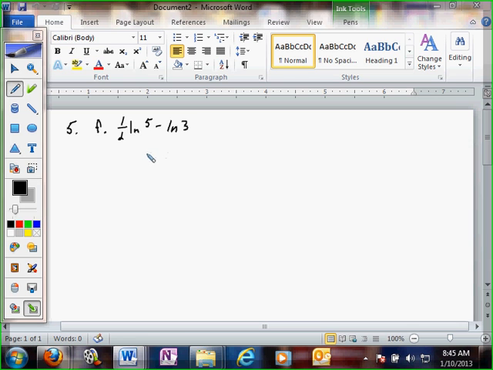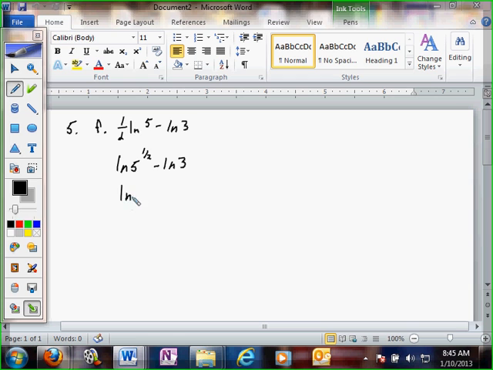So there's a few things going on here. First, I have a coefficient of 1/2. That means this 1/2 becomes the power of the 5. And hopefully by now you know that the power of 1/2 really means square root. We also have subtraction going on between the two natural logs, which means we can condense with division. So one step at a time, I have ln 5 to the power of 1/2 minus ln 3.